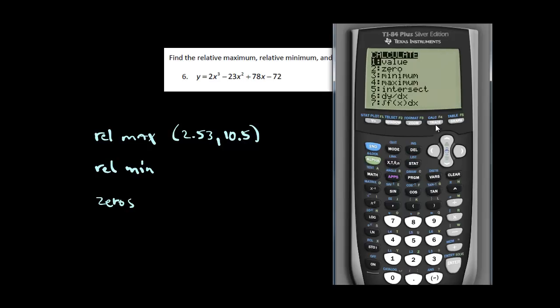Second trace 3 for the min. There's to the left, to the right, and then guess. 5.1 and negative 7.1.